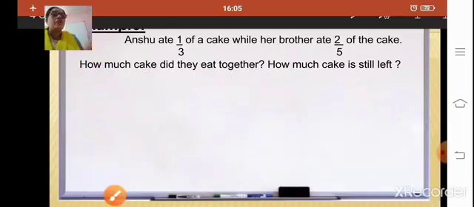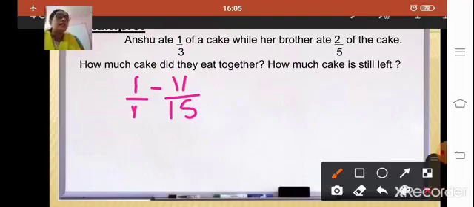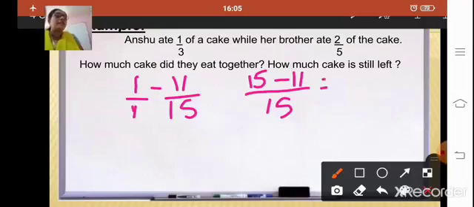Okay. So what we'll do is, total cake eaten was 11/15. So from the whole 1 cake, 11/15th part was eaten. This you will consider as 1 upon 1. Now again take the LCM. 1 multiplied by 15 will be 15. So 1 into 15 is 15. Now this is already 15. So minus 11. So 15 minus 11 will give you 4/15. So how much part of the cake is left? 4/15th part of the cake is left.